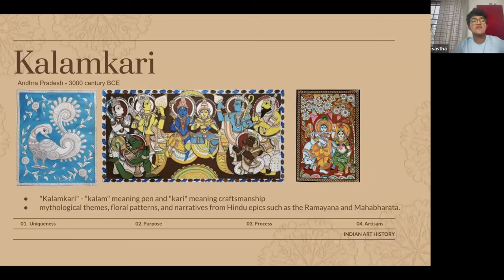Kalamkari art is known for its detailed and elaborate depiction of mythological themes, floral patterns, and narratives from Hindu mythology, such as the Ramayana and the Mahabharata. So, the uniqueness of Kalamkari lies in its complex and labor-intensive process, which involves multiple stages of hand painting and dyeing. The primary purpose of Kalamkari painting was to decorate temple walls and chariots, as well as to create textiles for ceremonial use. Over time, these paintings have also been used for storytelling and as a medium of artistic expression.